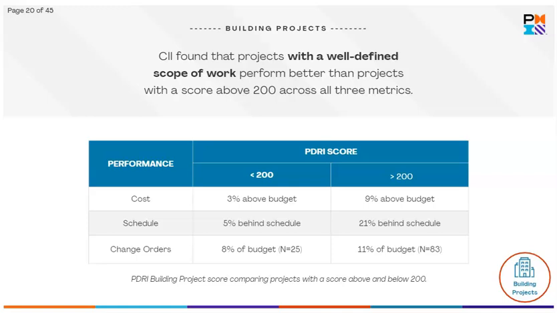CII found that projects with a well-defined scope of work, meaning they have a score below 200, perform better than projects with a score above 200 across all 3 metrics: cost, schedule, and change orders.